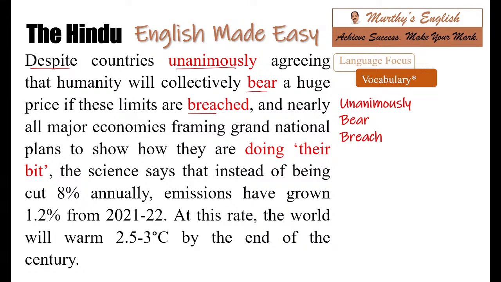Despite countries unanimously agreeing, they all agreed on what? That humanity will collectively bear a huge price if these limits are breached. What does it mean? There is a limit, 1.5 degrees Celsius. If that limit is breached, means violated, humanity has to bear a huge price, face the consequences. It means face the consequences.